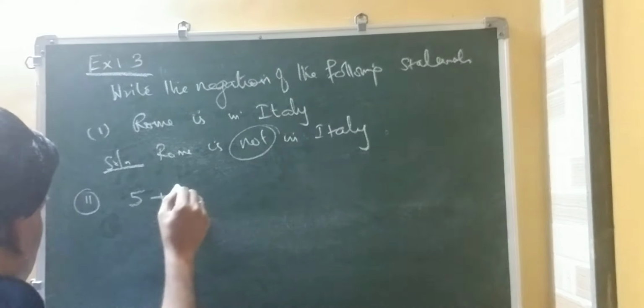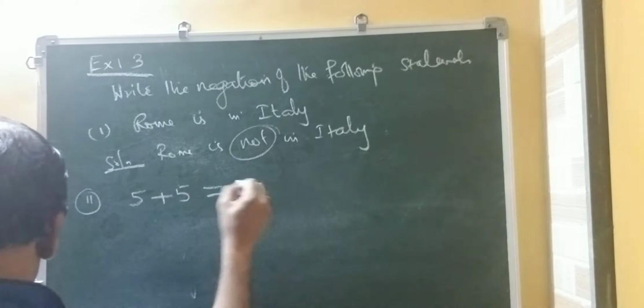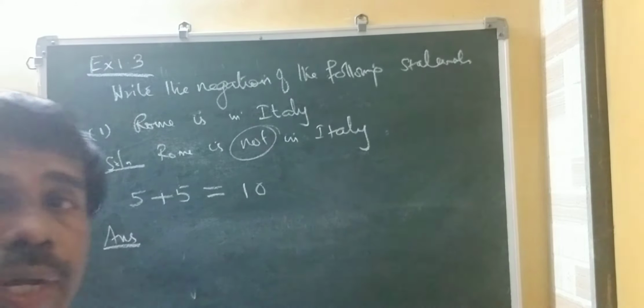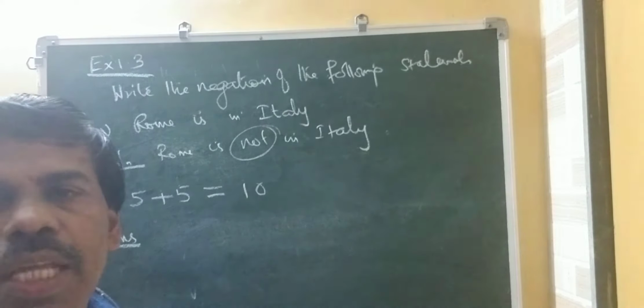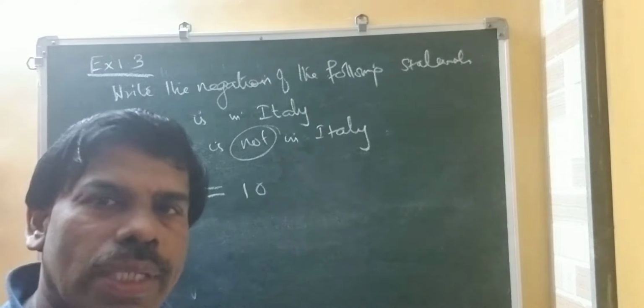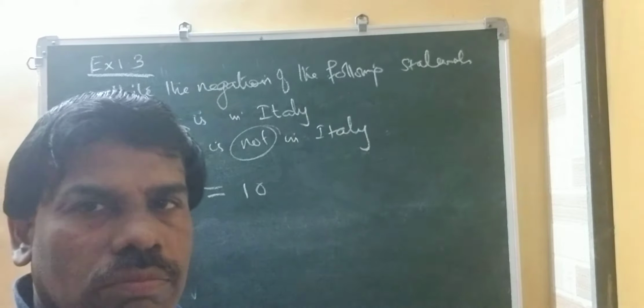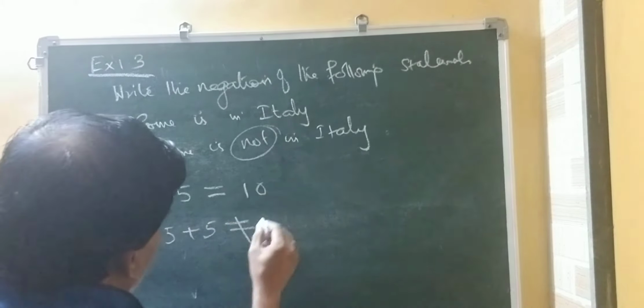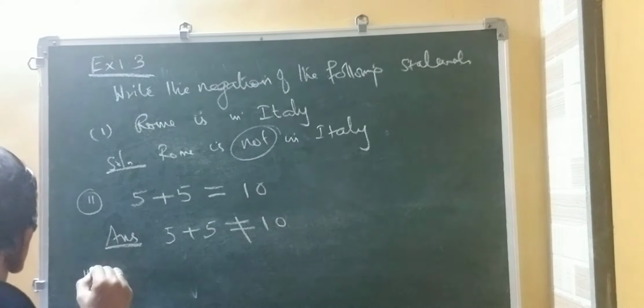5 plus 5 equal to 10. So what is the statement given? 5 plus 5 equal to 10. You tell what is the negation? It is not equal to 10. So 5 plus 5 is not equal to 10. Now third one.